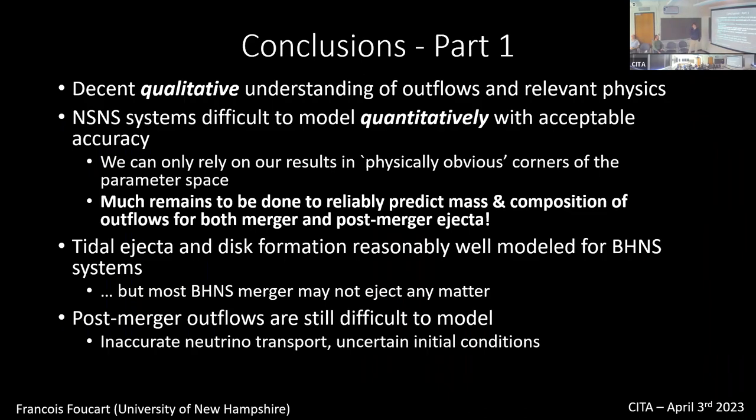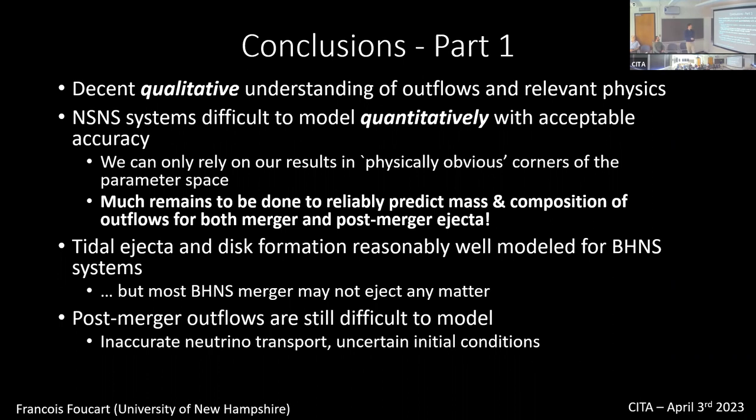All right. So going through this part again, we have a decent qualitative understanding of the outflows, but quantitative modeling for NSNS systems is problematic. For BHNS, we actually have models that can predict the amount of mass ejected in the tidal ejecta to 10 to 20%. And for the post-merger outflows, modeling the mass of the outflows from the total mass of the disk is possible to within a factor of 2, which for black hole neutron star mergers, again, gives us reasonably good prediction within that factor of 2.